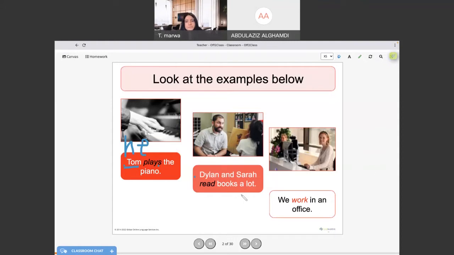Dylan and Sarah read books a lot. So here I have they. Bravo. Dylan and Sarah, they. I have more than one person, so they is plural. So in this case, I do not add anything to the verb, like we did before; we already covered that. Here as well, because I have we, I say we work in an office, not we works. Only for he, she, it. Sarah works. Samir works. Tom works, he works, she works, it works.